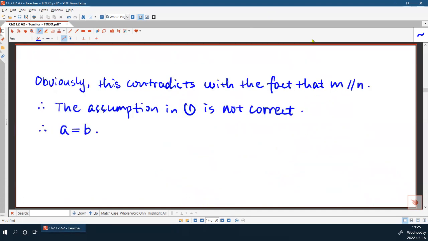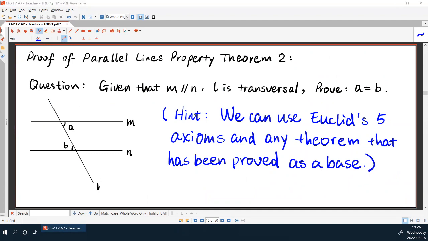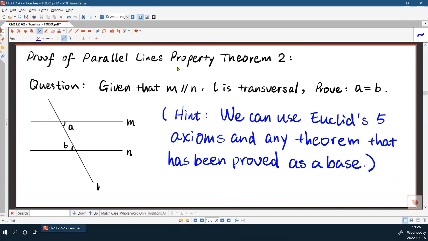Okay, let's then try to prove the second property theorem. The second property theorem states that given two parallel lines M and N, and L a transversal, what is it called here? Remember this? These two angles are called alternate interior angles, right? Okay, so let's try to prove property theorem 2. If we are given two lines that are parallel to each other and L is a transversal, how can we prove A equals B?